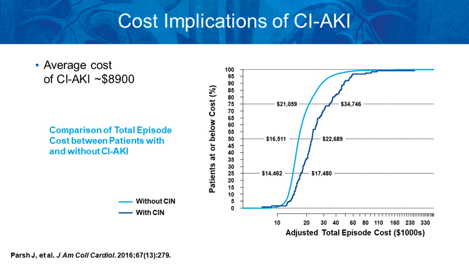One of the other aspects I mentioned is cost. So this is work from our group showing that the average cost of contrast-induced acute kidney injury is somewhere between $8,000 to $9,000. Other groups have shown similar numbers. Once you adjust for everything else, the added cost of care for patients that develop contrast-induced kidney injury runs somewhere between $9,000 to $12,000, depending on the study you look at. So obviously very important for society to focus on this problem.